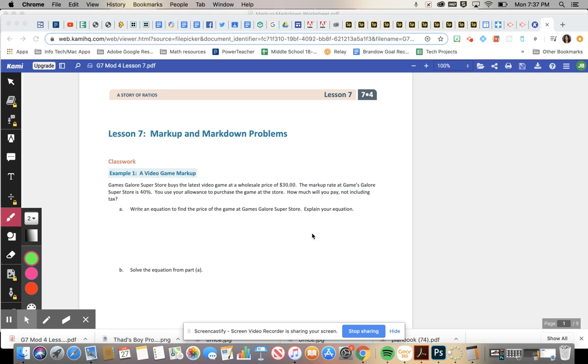Okay, this is Lesson 7, Markup and Markdown Problems. This is actually in your workbooks today. So looking at example 1, it's about a video game markup.